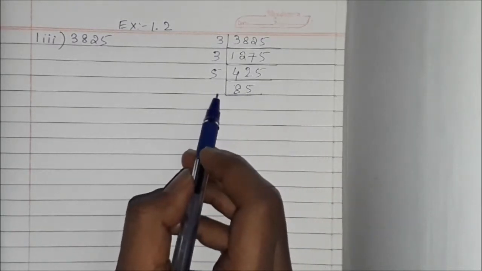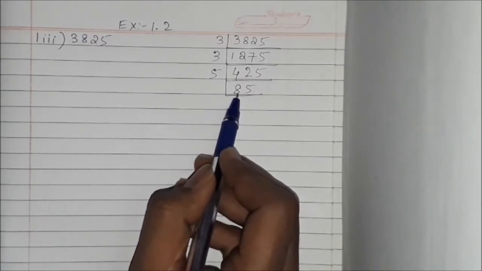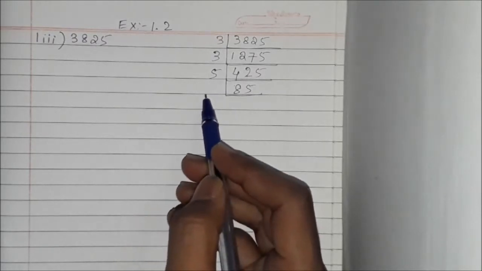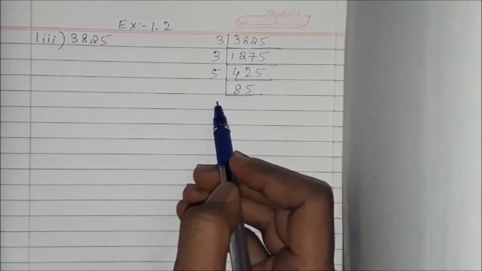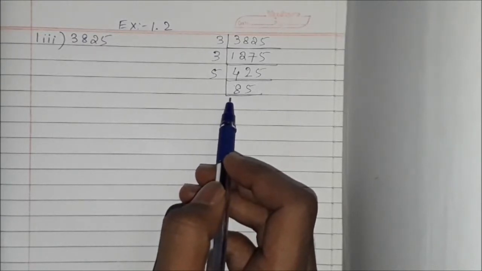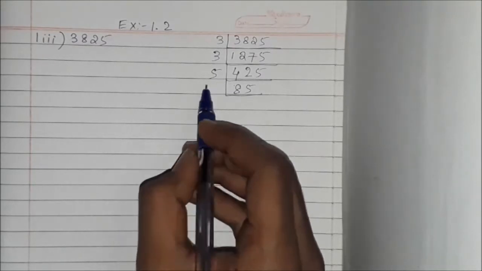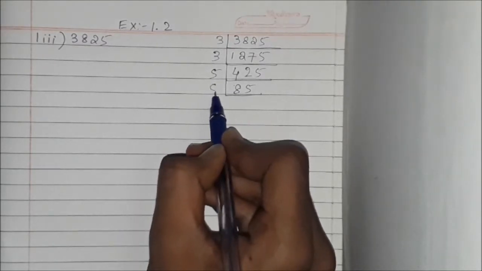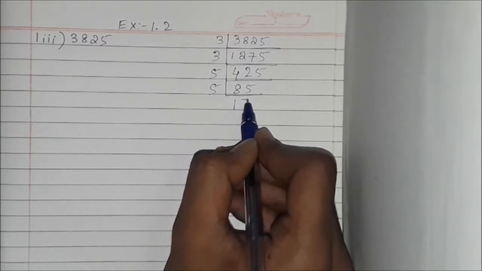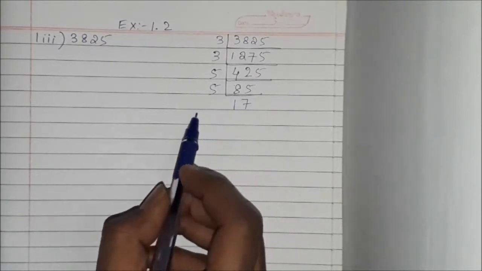Now again go with the table 2. Since it is an odd number, it will not go in the table of 2. Now check with table 3. It is not possible. Now check with table 4. So it will not be possible. Now check with table 5. It will go. 5, 17, that will be 85.